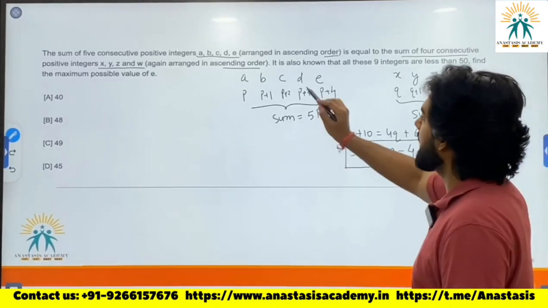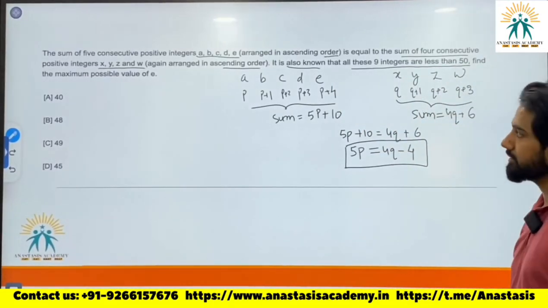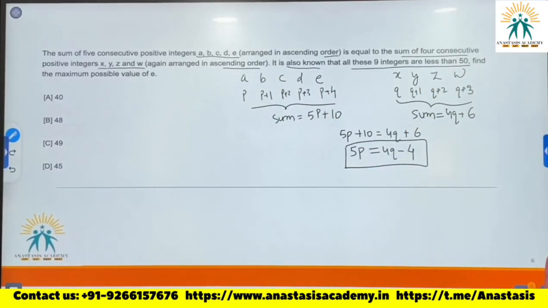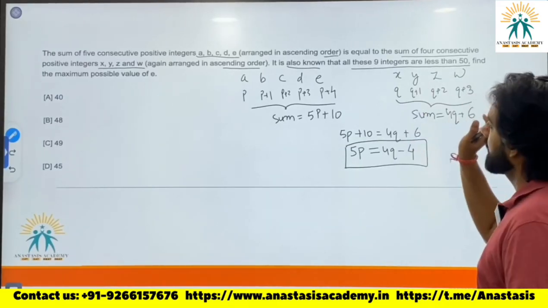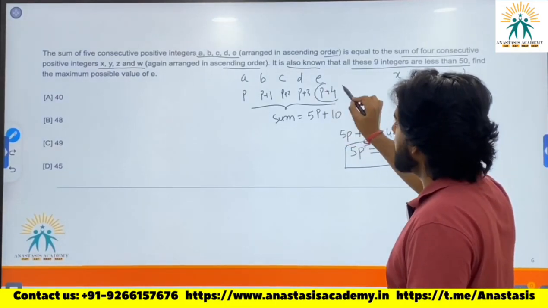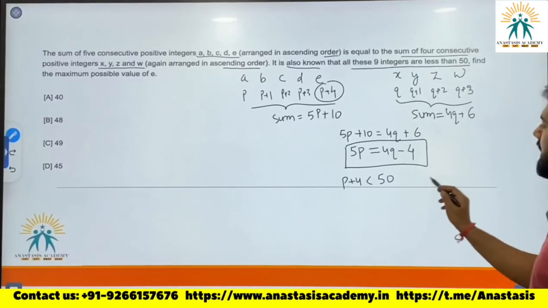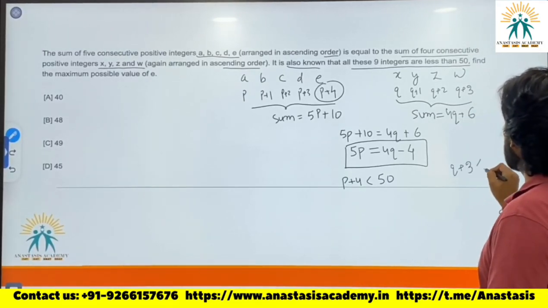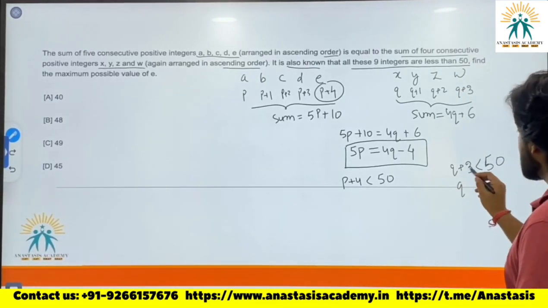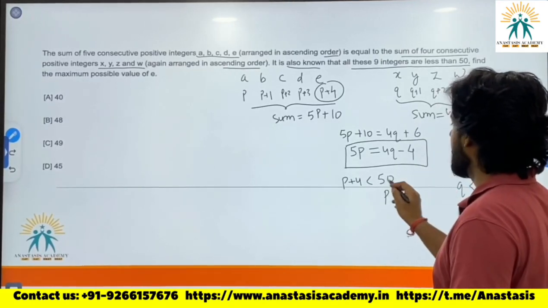Now it is also known that all of these 9 integers, that is a, b, c, d, e and x, y, z, w, are less than 50. So the maximum of this lot, that is p plus 4, has to be less than 50, and the maximum of this lot, that is q plus 3, has to be less than 50, because all these numbers are less than 50. So I get the condition that q must be less than 47 and p must be less than 46.